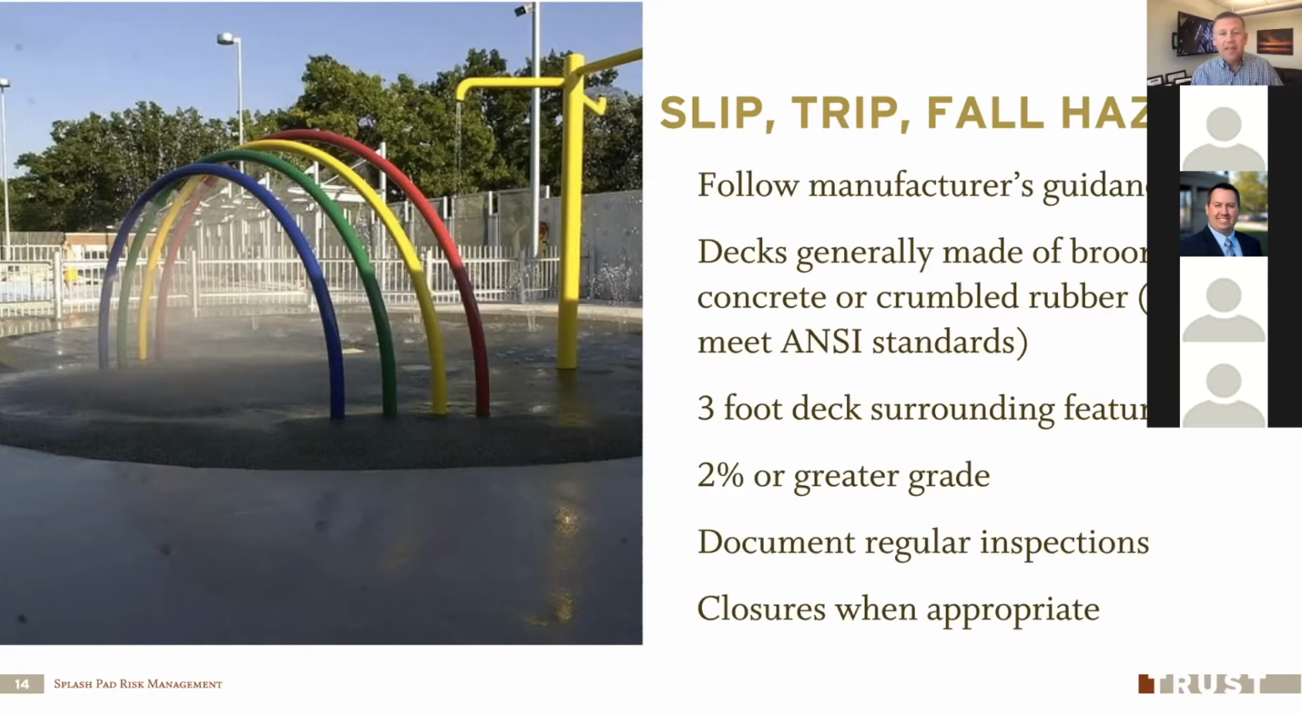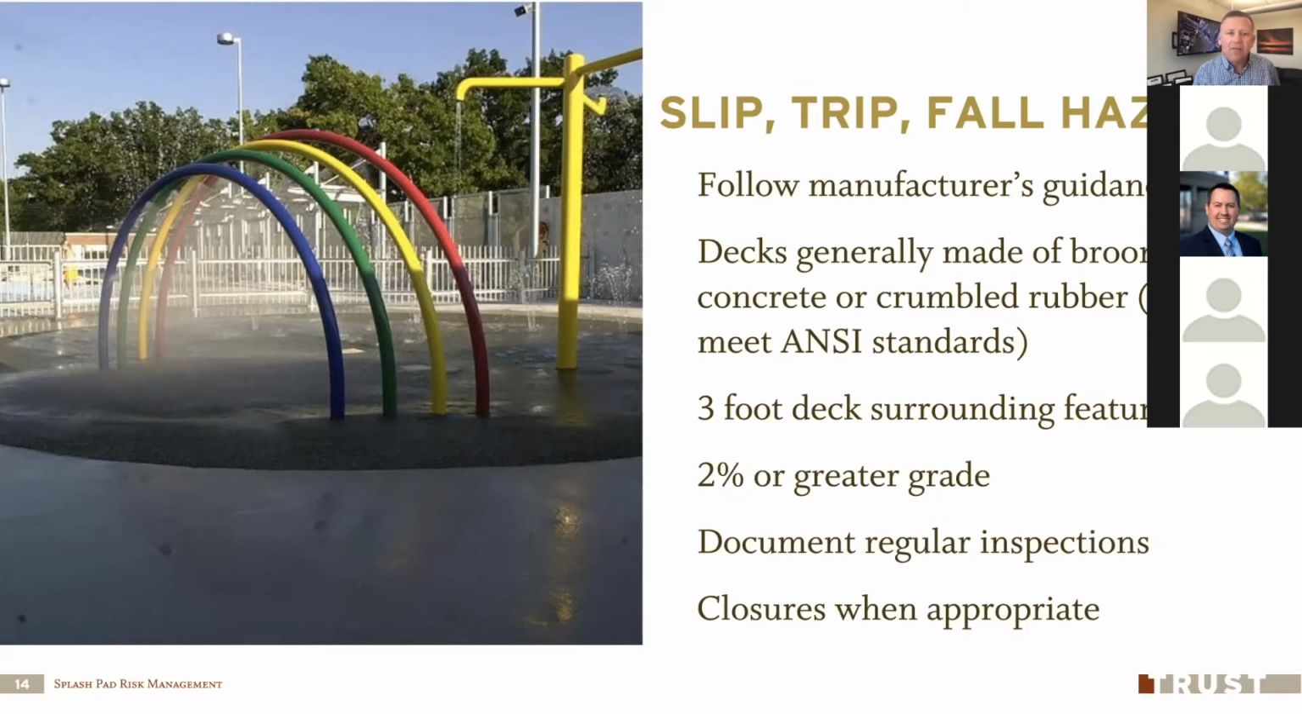That being said, it's your choice. Just look at all of the standards there. If you do go with the rubberized surface, it needs to meet applicable ANSI standards. There's supposed to be a 3-foot concrete apron around the outside of that. It's basically a sidewalk around the outside of the splash pad. You need to have a slope of 2% or greater so the water runs off. And we need to document regular inspections.